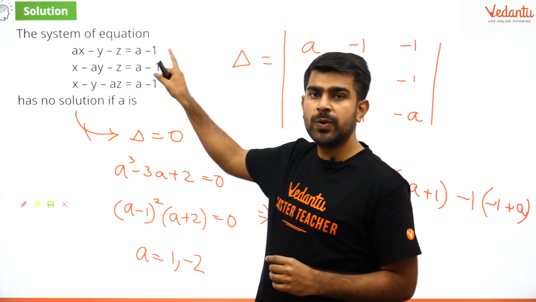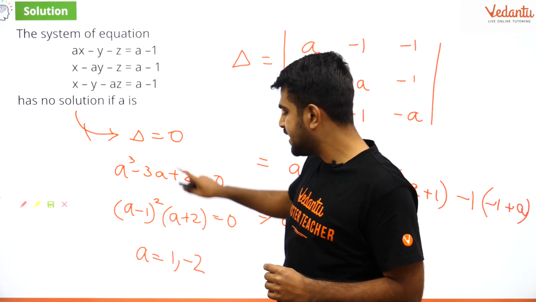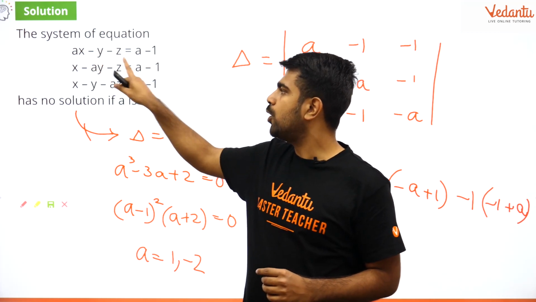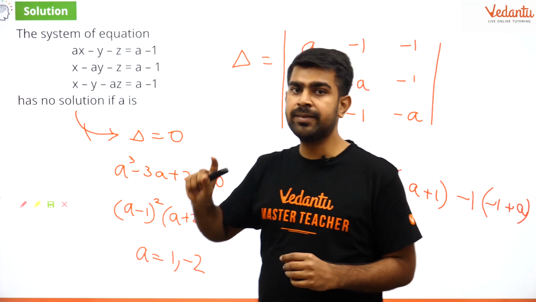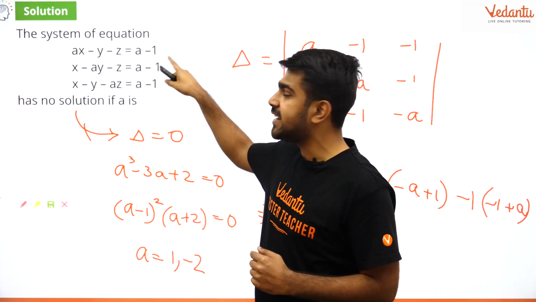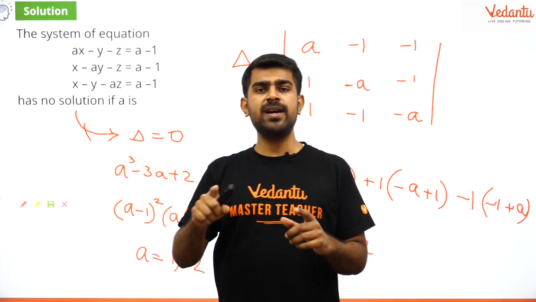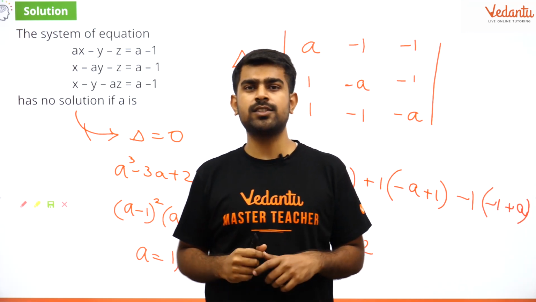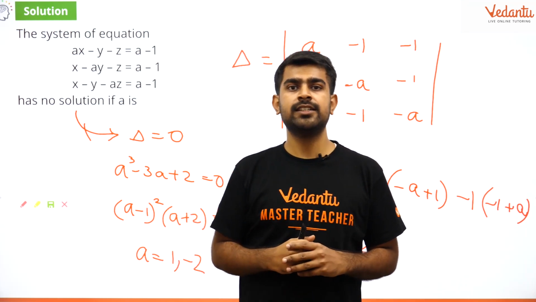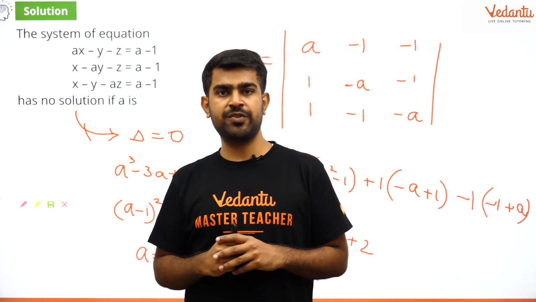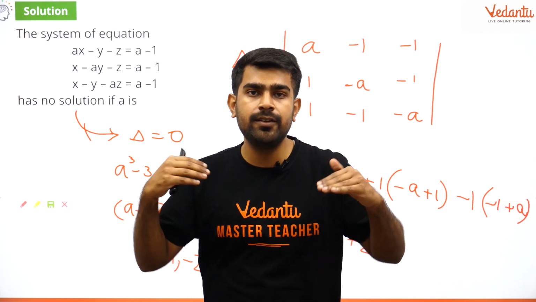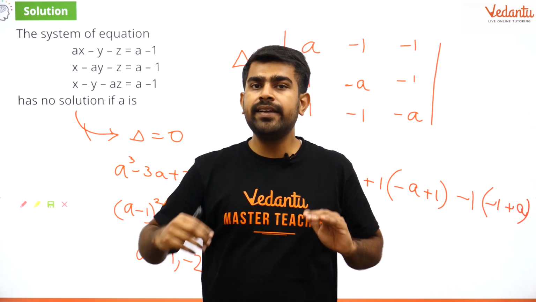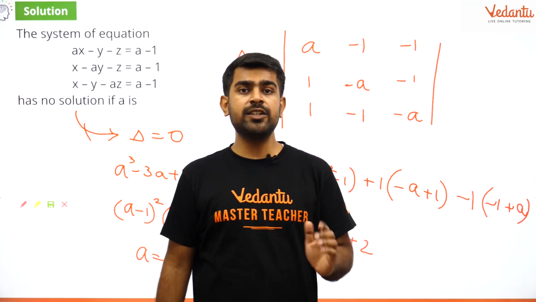Please do look at the equations given here. If I put A is 1, don't you think all of them will become the same? And moreover, my right hand side will be 0. So if my right hand side is 0, such equations are called a homogeneous system of equations. But guys, whenever you have a homogeneous system of equations, you have something called a trivial solution by default.